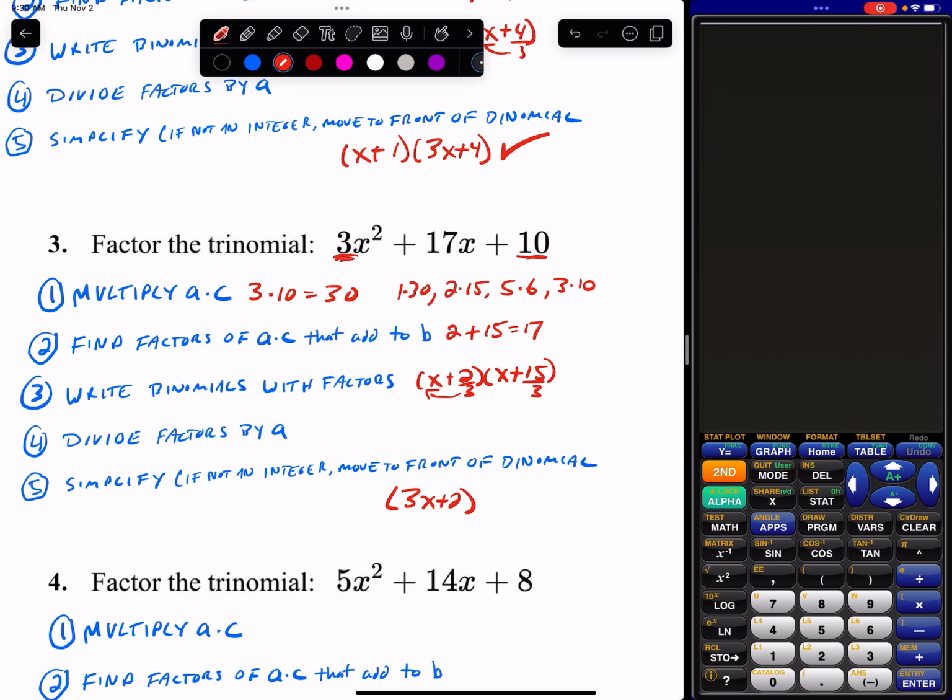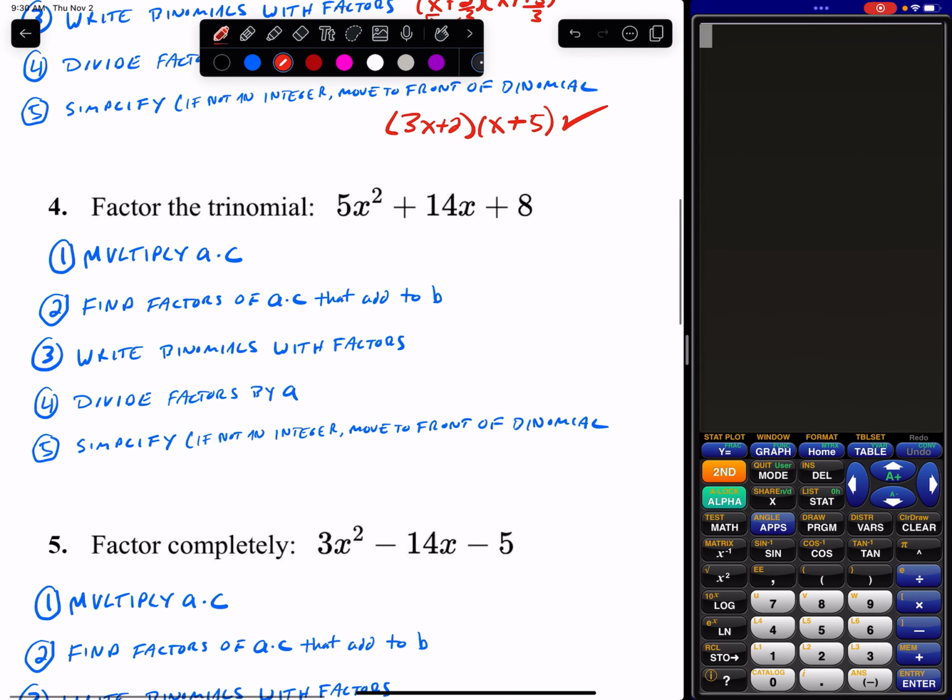And then my next binomial, we've got x plus 15 divided by 3 is 5. And then check, you see that everything works out nice and neat. Okay, let's just get in the rhythm now, okay? Let's do it a little bit faster here. A and C, 5 times 8 is 40, okay?